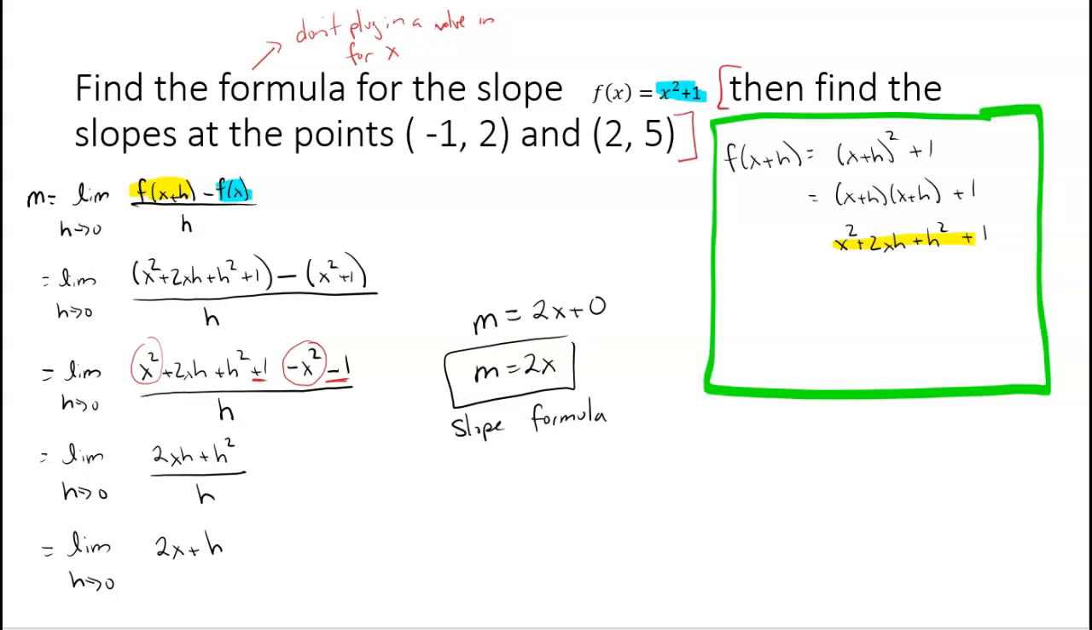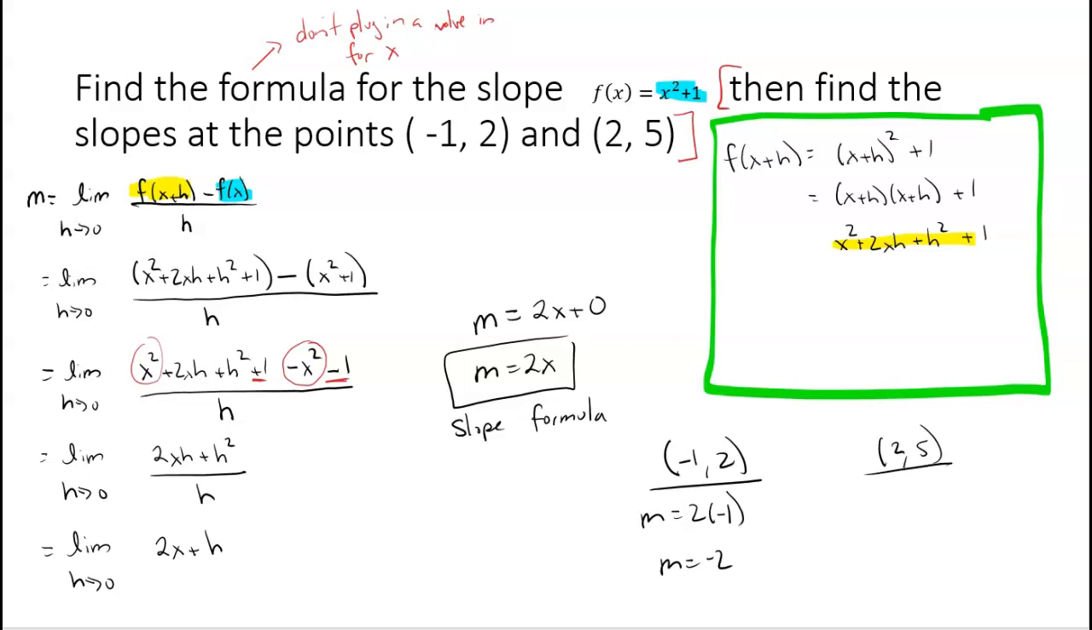Good question. Now we can focus on what was in the brackets. Now we're going to find the slopes at these points. So this is the easy part. Once you find all the hard part, now this is the easy part. So at the point -1, 2, I am going to plug in the -1 for x. So I get my first slope is -2.